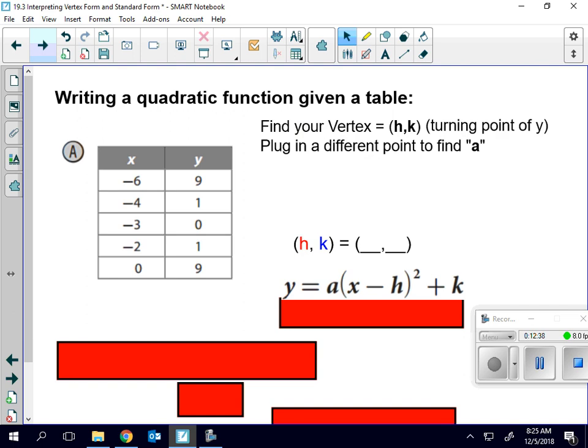So what you want to do is find your vertex, obviously, and then plug it into the equation. And then you have to plug in another point to find the a. So let's do that first. Let's start off with finding our vertex, our h, k.